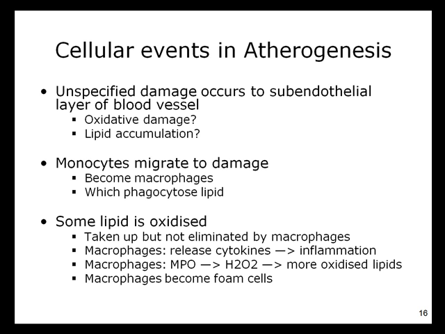and these will phagocytize the lipid. Now, some of this lipid is going to be oxidized. It's going to be taken up but not necessarily eliminated by the macrophages. The macrophages, while there, will release cytokines, which will lead to greater inflammation. The macrophages will also release myeloperoxidase, which will lead to peroxide production, such as hydrogen peroxide, which will lead to yet more oxidized lipids. And these macrophages will become foam cells. These are all crucial events that you must understand in order to understand atherogenesis.